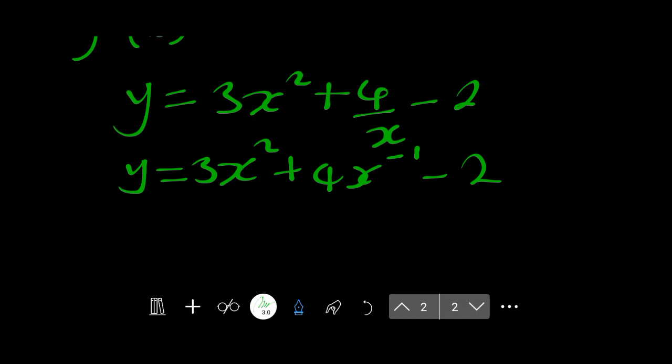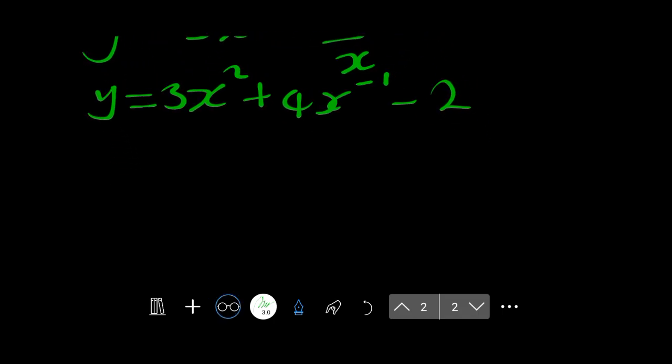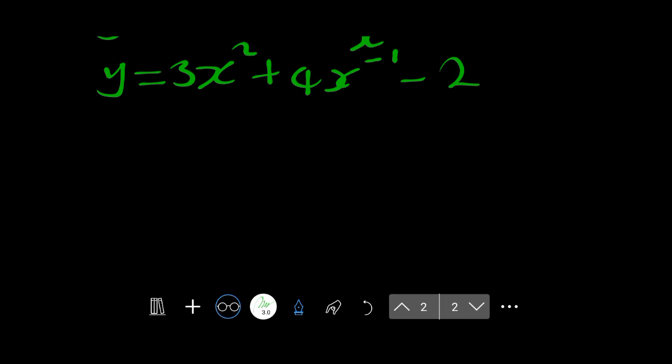This is coming from the index notation for us to write in this form. Then we can differentiate, okay? We can differentiate with respect to x. So we differentiate y with respect to x.